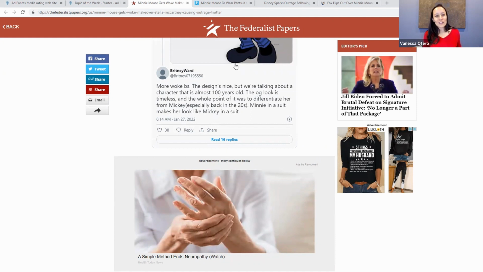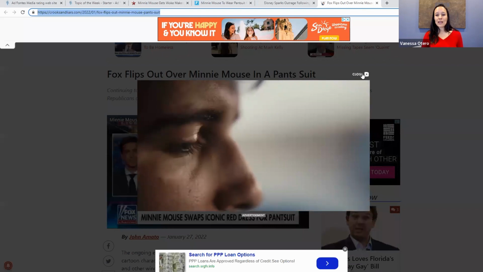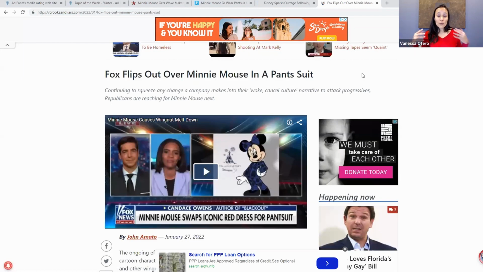What does this look like on the left? Because, you know, the left is not blameless in this culture war, right? You can find articles like this one. Fox flips out over Minnie Mouse in pantsuit. So before we were talking about, here's a story about the pants from People magazine, pretty straightforward, mild nod towards progress. On the right, they're like, they're tearing apart the fabric of society, trying to be like Hillary Clinton. What do we say about this on the left now?